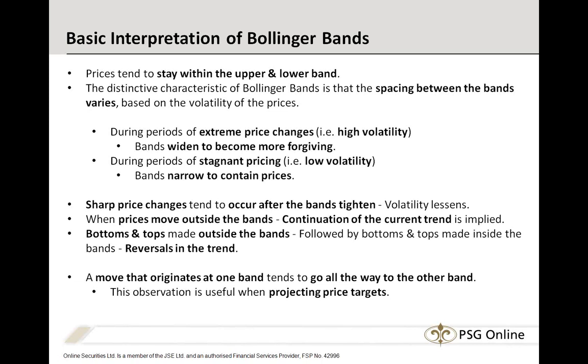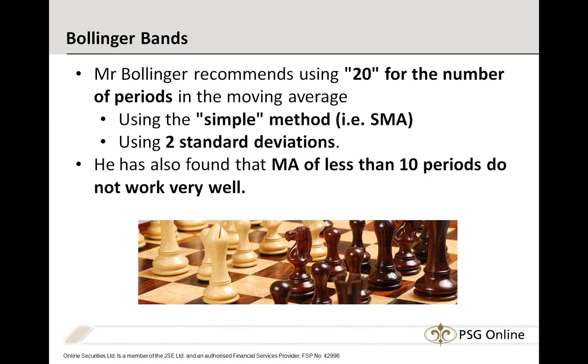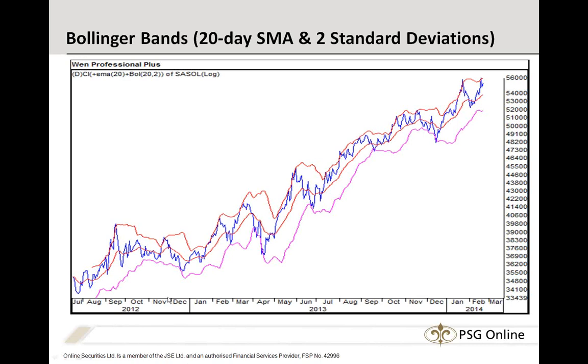Okay, so the move usually goes from one band, from the lower end, all the way to the other side, and obviously you can also use that for price projections. So John Bollinger recommends using a 20-day moving average, and again, he suggests using a simple moving average. He thinks anything less than 10 days doesn't work so well. So here we go. There's our moving average in the middle, 20-day moving average. And then I've got 2 standard deviations.